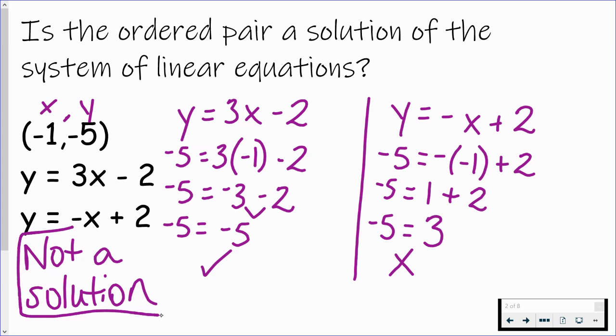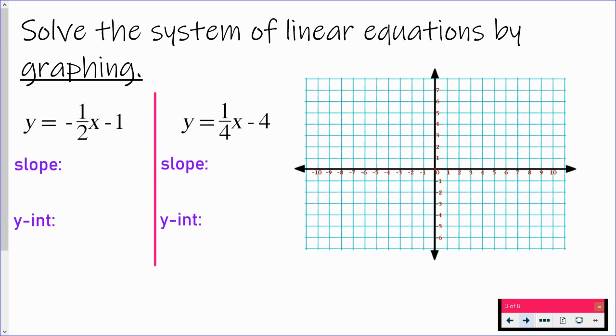Now, these two lines will intersect, just not at (-1, -5). Okay? Now I'm going to go over 3 graphing problems with you. And I pretty much set these up just like I did your slides, except I just realized I didn't write solutions. So let me just add that down there for us. But this is pretty much exactly how you're going to see your slides set up.